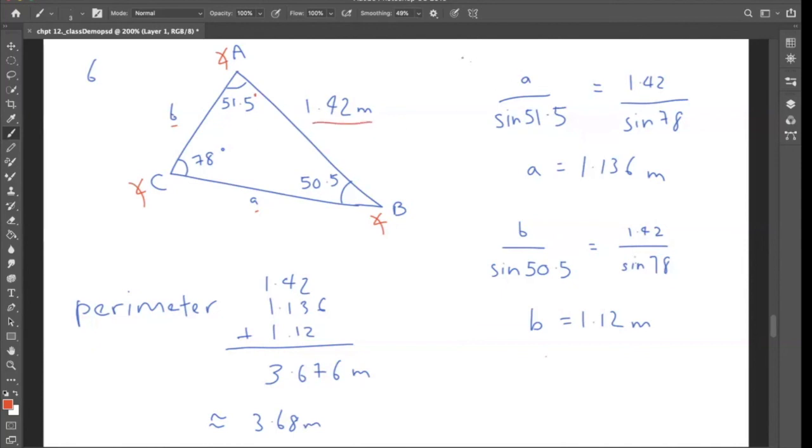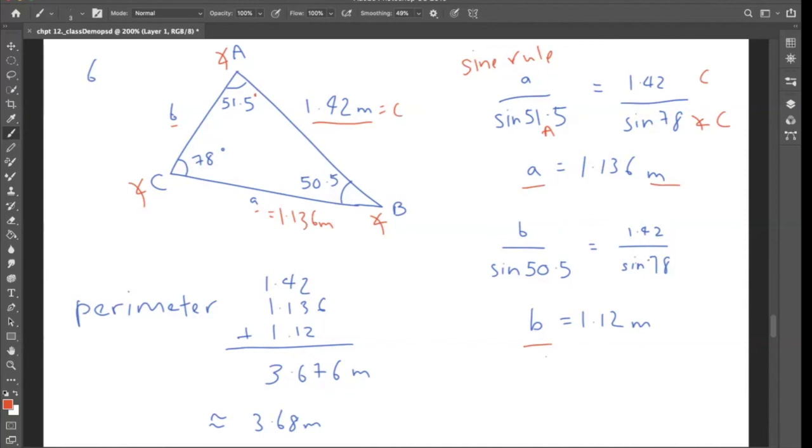So we use the sine rule again. A over sine angle A, then you have c over sine angle C, right? So we solve for a. So a is 1.136 meters. Okay, please write your units. Then after that, we solve for b. We know angle B is 50.5, and angle C is 78. We already know side c is 1.42, so we solve for b.